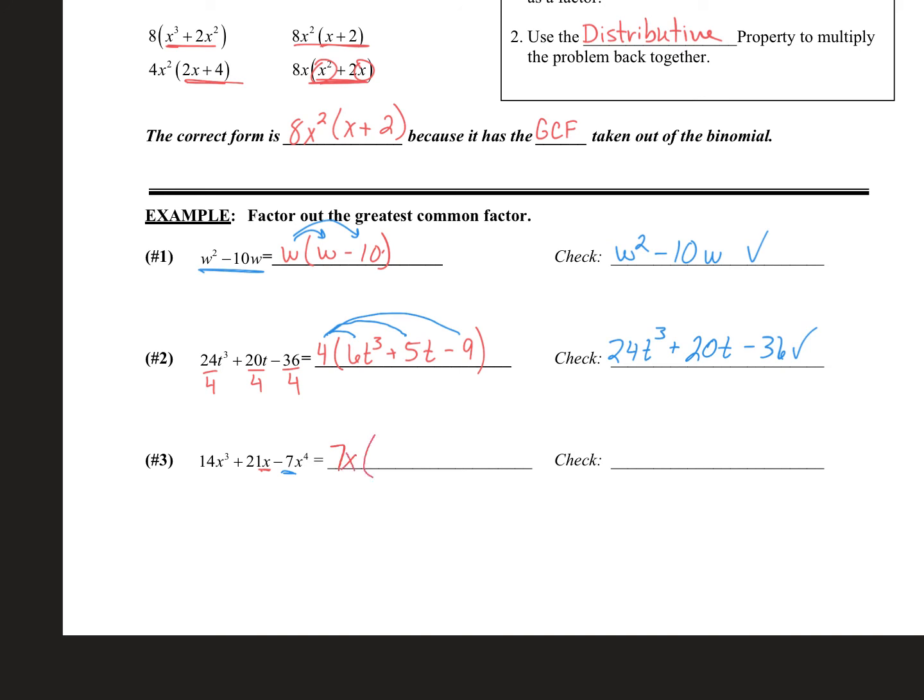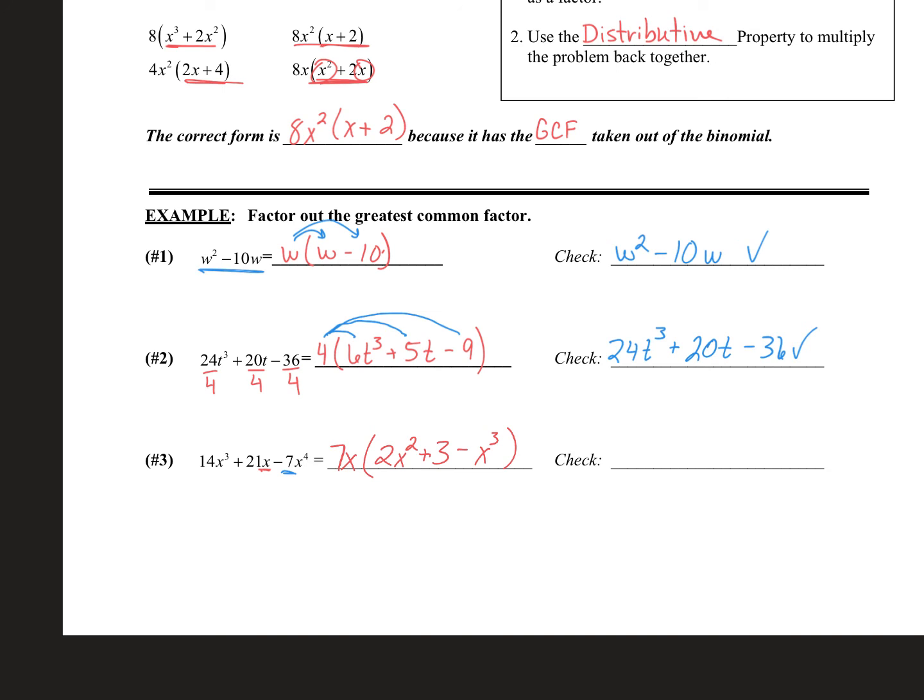So now we take each term and divide it by 7x. Well, 14 divided by 7 is 2, and then x cubed divided by x is just x squared. Okay, 21x divided by 7x, the x's are going to cancel, we're just left with 3. And then finally, we have negative 7x to the fourth divided by 7x. So the 7's are going to cancel, so we have negative, and then x cubed. Okay, we have 3 more x's on top.